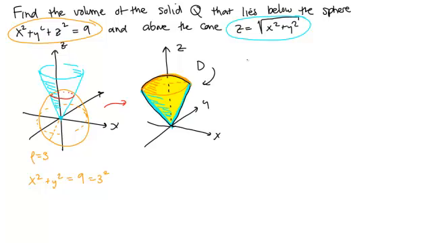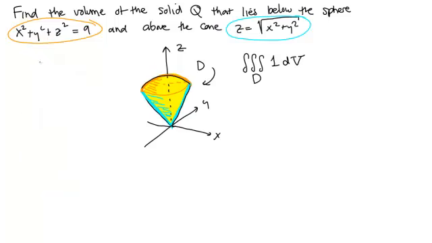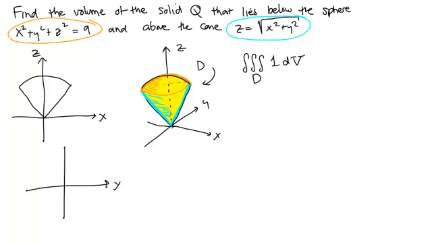So to find the volume of this shape, all we need to do is a triple integral of the function 1 dV over this particular domain. Now notice if we were to look at this domain directly from the side view, in either the x or the y direction, we're going to see the exact same shape right here. We're going to see a portion of a circle. And if we look at it straight down the z-axis, we're also going to see a circular shape.